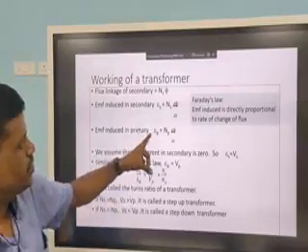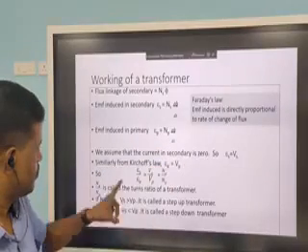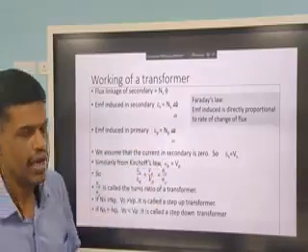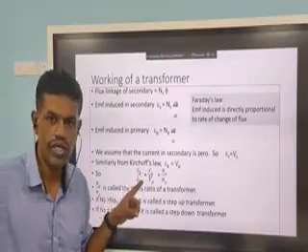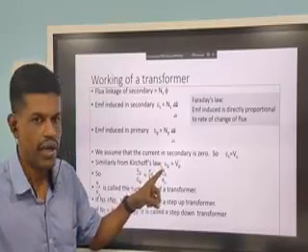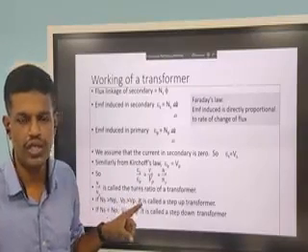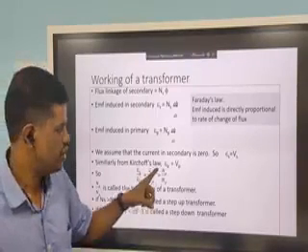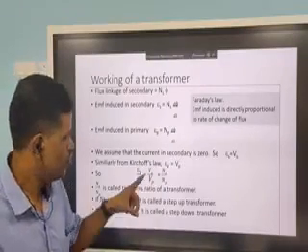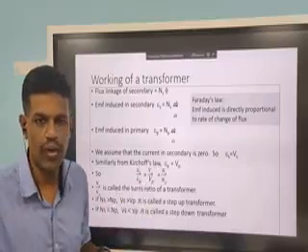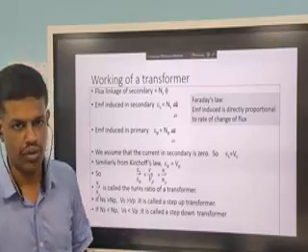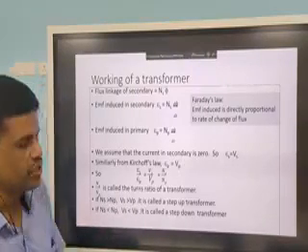Now we replace EMF with voltage. So Vs by Vp is equal to Ns by Np. The ratio of voltage in the secondary to voltage in the primary is equal to Ns by Np. Ns by Np is the turns ratio. Ns is the number of turns in the secondary, Np is the number of turns in the primary. So Vs by Vp is equal to Ns by Np. This is the working formula of a transformer. So what is the implication of this formula?